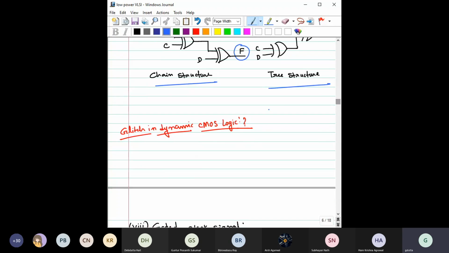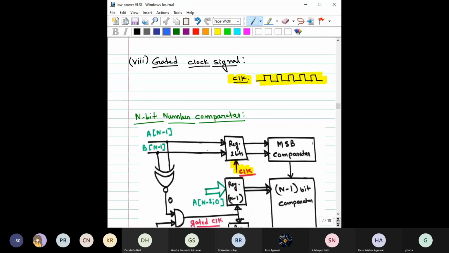right? So what about glitch in dynamic CMOS logic? Do you think that glitch would be an issue for dynamic CMOS logic? Dynamic CMOS logic output only changes in the evaluation state, right? So that glitch issue should not be a great concern for dynamic CMOS logic circuits, right? Then there are some other techniques, like gated clock signal.